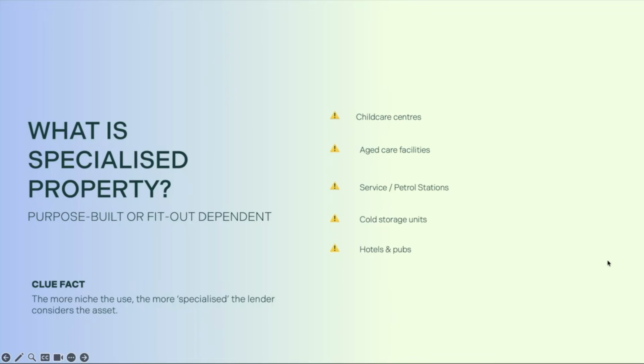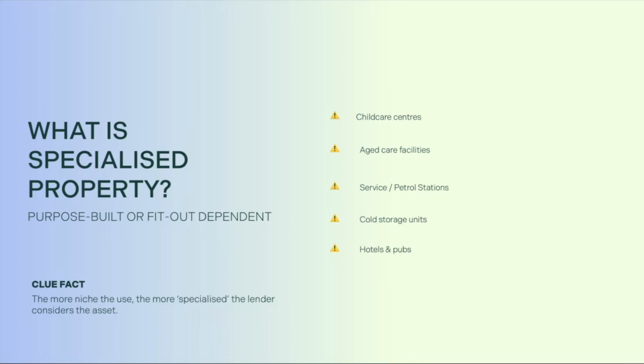So specialised property, we've got quite a few examples here. The main ones we see would be childcare, aged care, petrol stations, cold storage units, probably not as much in metro, but you definitely see them out in regional, and hotels and pubs. These are basically purpose-built buildings that can only be used for the purpose for which they're built, and would only be able to be tenanted by operators of businesses that would normally tenant those properties.